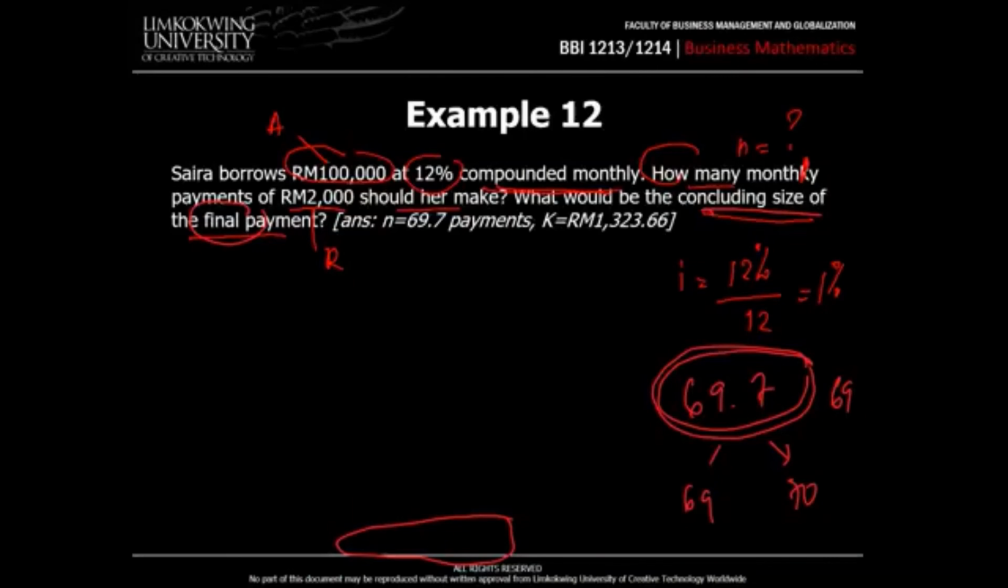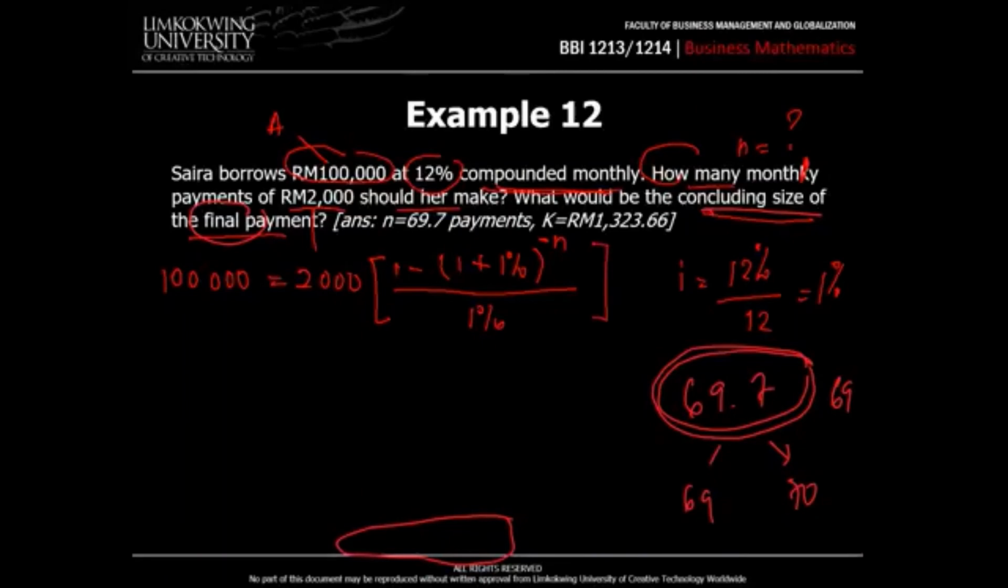Okay, these are two questions here. Let's find the N first. So by using the A formula, A is equal to R. Okay, the value of A is 100,000, equal to R, which is 2,000, times 1 minus (1 plus i, which is 1%) to the index of negative N. We don't know N, so this one also you need to use logarithm. Divide by i.